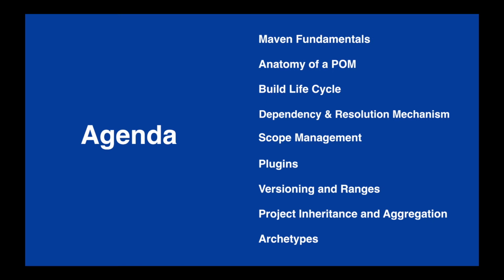For versioning and ranges, Maven provides a standard way of defining versions, and I'll also talk about those by defining the ranges. And for defining relationships between projects, Maven supports inheritance and aggregation. I'll also give examples of those. And archetypes are Maven projects to create Maven projects. So I'll give examples of those and give details on how to create projects by using archetypes.